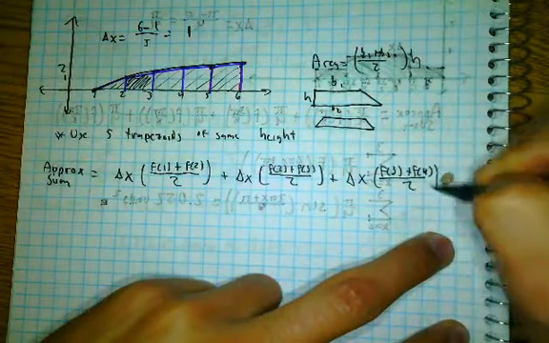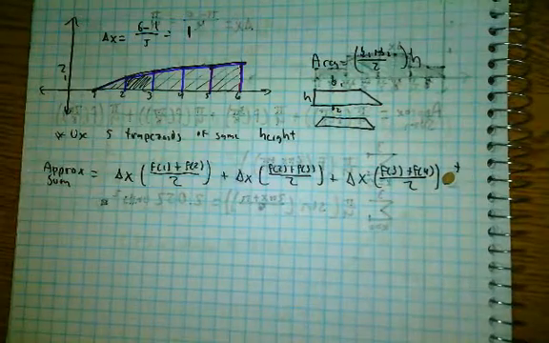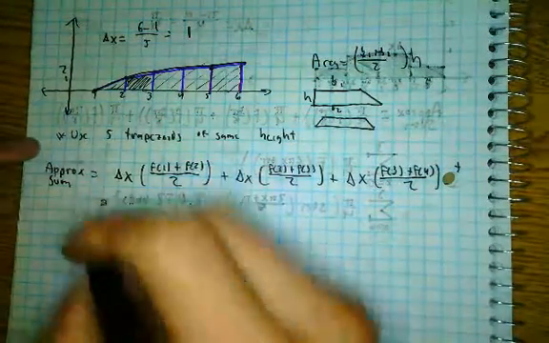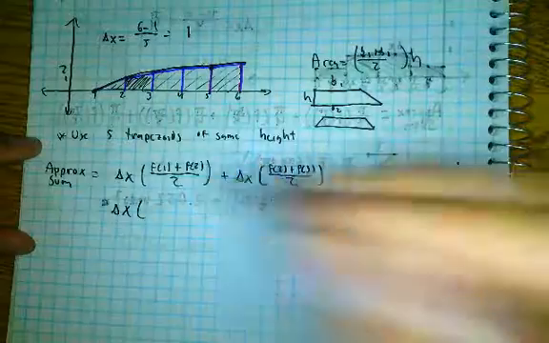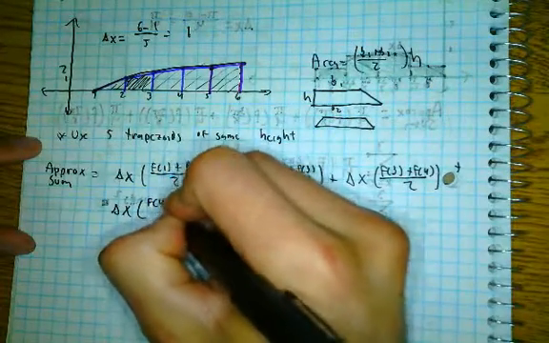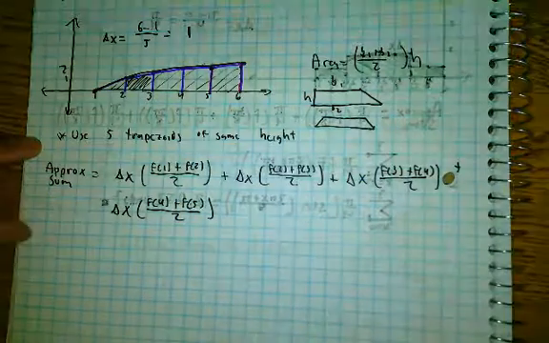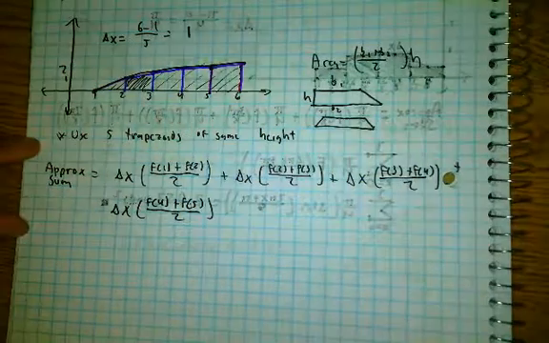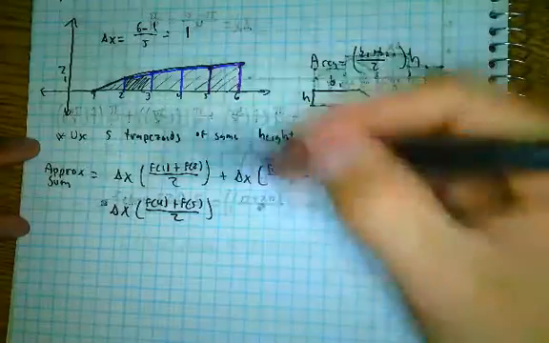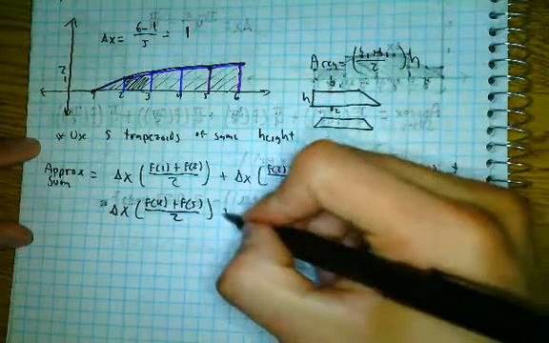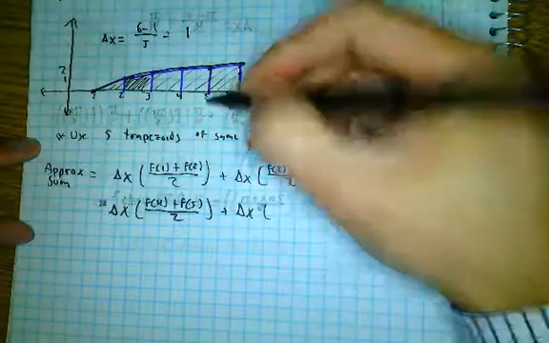And where are we at? So 1, 2, 3, 4, 1, 2, 3, 4. So we got one more. Plus delta x times f of 5 plus f of 6 divided by 2. And that's going to give me the approximate sum of the area under that curve from 1 to 6.